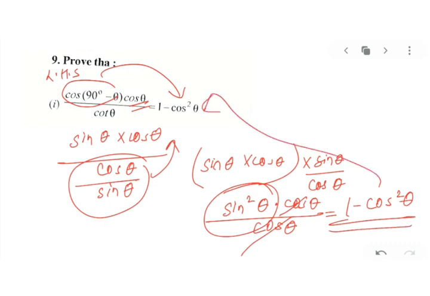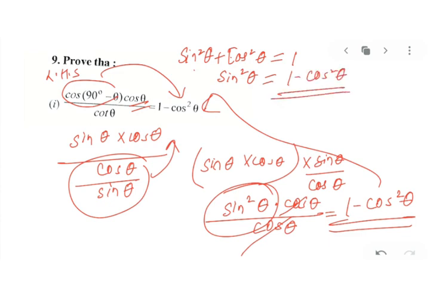How did you convert it? Sin square theta is equal to 1 minus cos square theta, because we know sin square theta plus cos square theta is equal to 1. So if I just keep sin square theta as a subject, I'll get 1 minus cos square theta. Got my point clear? So that's the reason here sin square theta I have converted into 1 minus cos square theta.